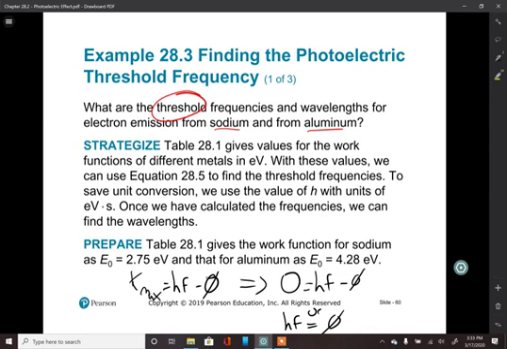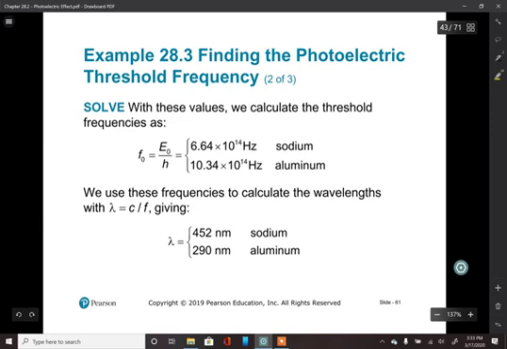So we need to look up in the table, if this was an AP problem, you'd be given them, the work functions for sodium and aluminum, which is done right here. And then we just plug it in and solve for frequency. Once we get frequency, we can relate frequency and wavelength using c = f lambda. That relationship doesn't change. So this is them doing that work: they calculate the threshold frequency from the work function, then they calculate the wavelength from the frequency.